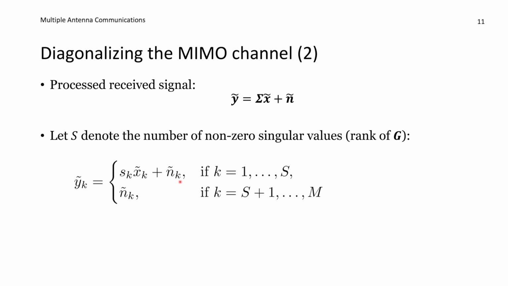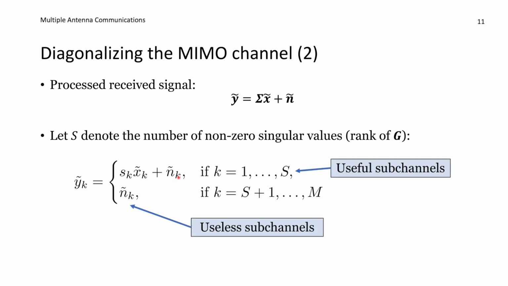What is interesting here is that we have S received signals that each contain one transmitted signal multiplied with one singular value, plus one noise. These are our useful subchannels, and we have capital S of them, and they only contain one transmitted signal each. So there's no interference between different elements in the x tilde vector. Then we have some additional received signals that only contain noise, so there is no information in those ones. They are useless subchannels. So let's throw away this second category and keep the first category.